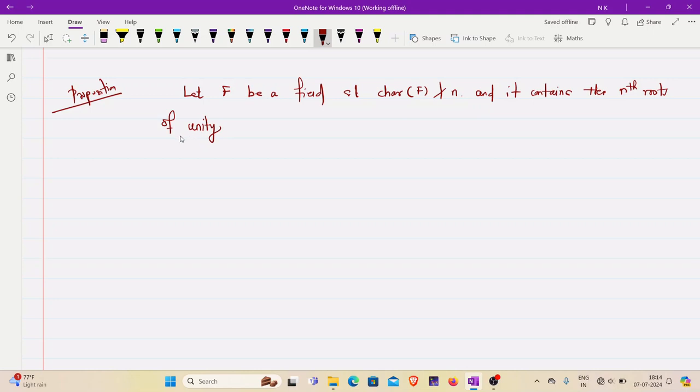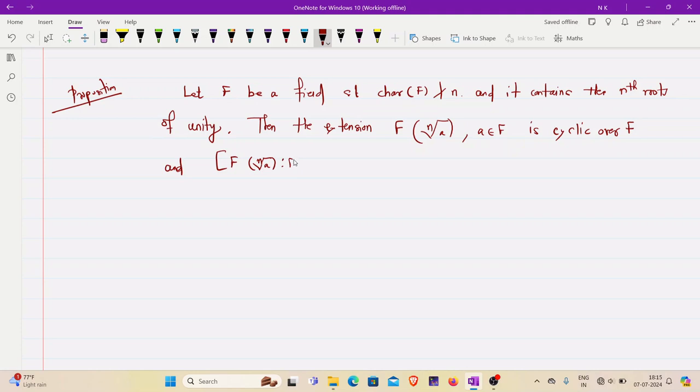Okay, we have to prove that the extension F(nth root of a), where a belongs to F, is cyclic over F, and its degree of extension does not divide n. So let's try to establish the proof of this result.